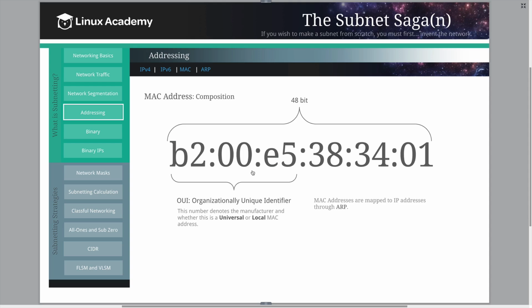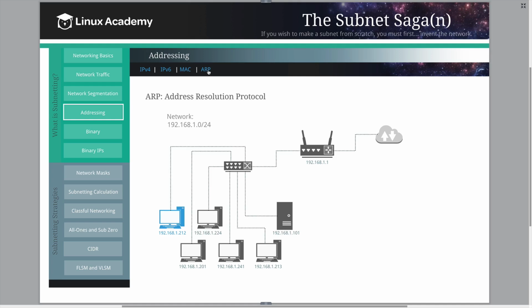So the IPv4 and IPv6 addresses are the addresses on the network. The MAC address is the hardware address at the network interface card. It is the hardware fingerprint, if you will. So we have to have some way to map an IP address to a MAC address. And the way that we do this is through ARP. ARP stands for Address Resolution Protocol.